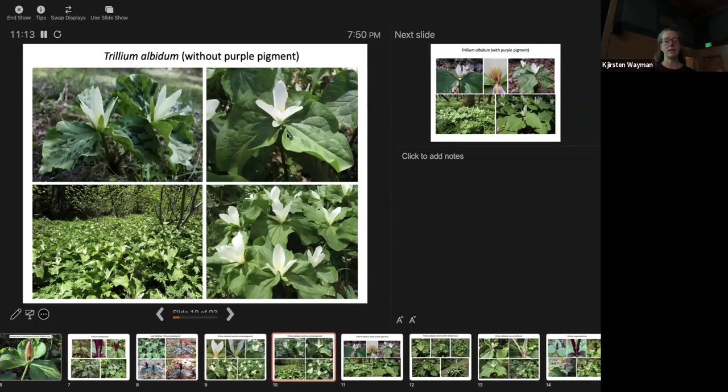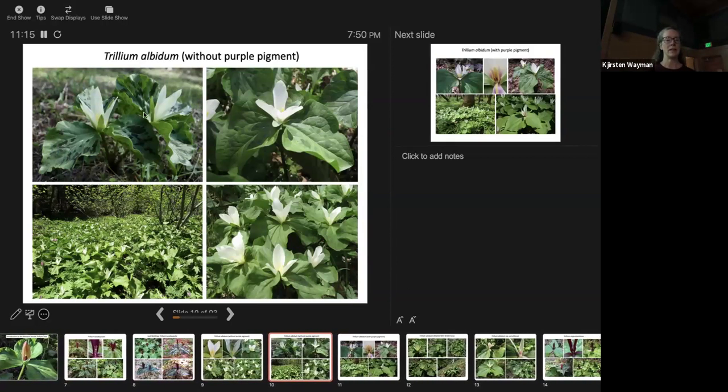Trillium albidum can exist as single plants, or you might see doubles, you might see clusters, and you might even see fields. I think this is the only species, at least in the Western US, where I've seen sort of large areas or fields. The others tend not to do that.